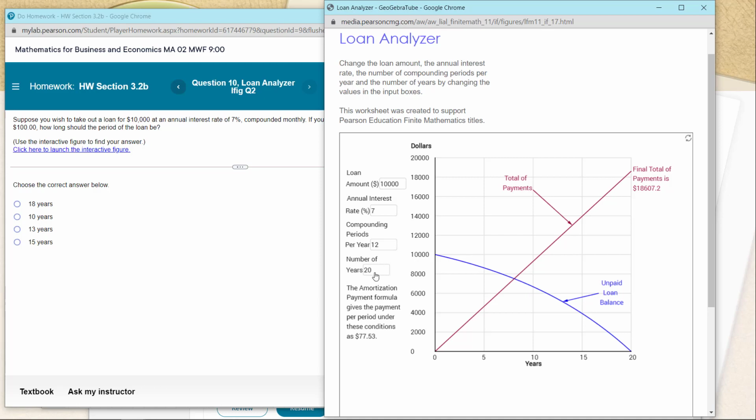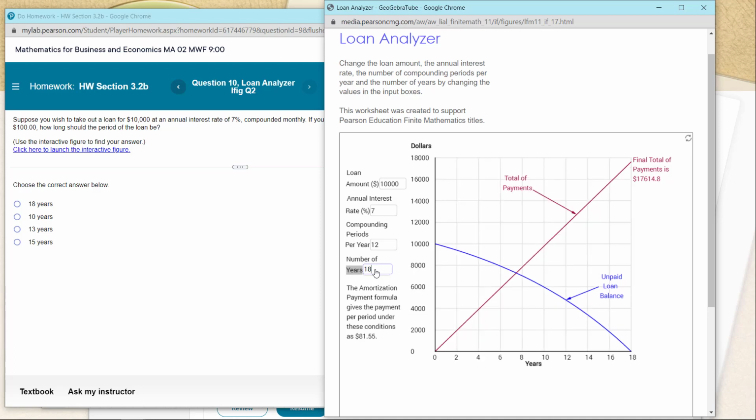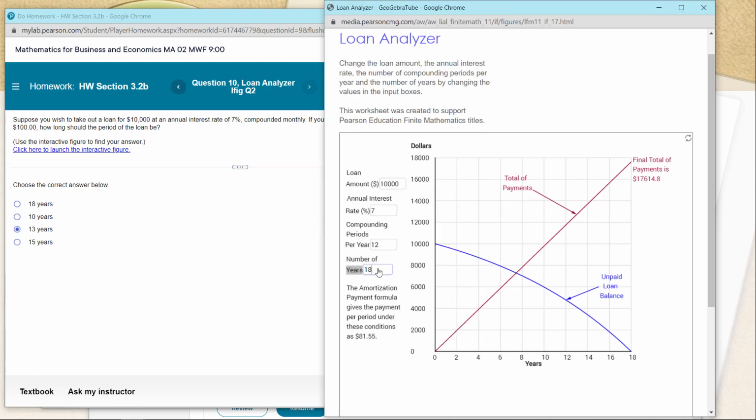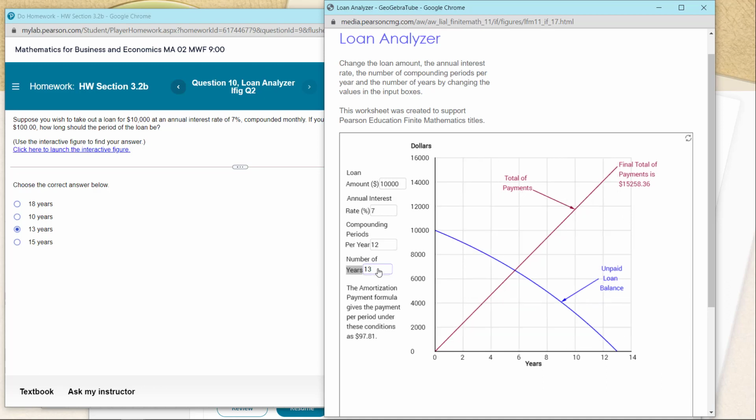So let's take a look at this. Let's first look at 18. Okay, if the term of the loan is 18, we only have to pay $81.55 per month. We're looking for 100, so we probably want the term to be less. Let's take a look at 13. Oh, I didn't want to do that. That's a mistake. Let's take a look at 13 over here. Okay, that gives us a payment of $97. That's only $3 off, so it's close.